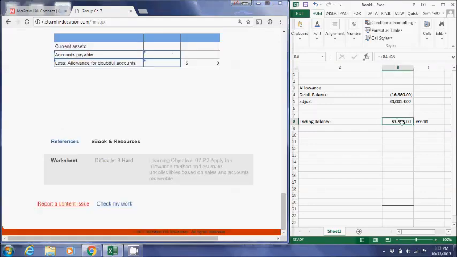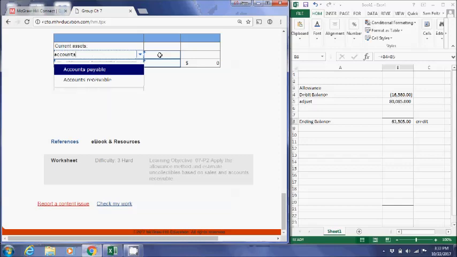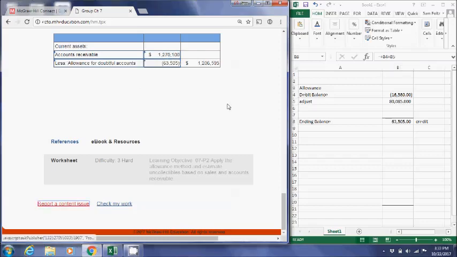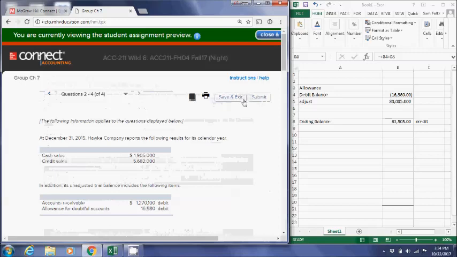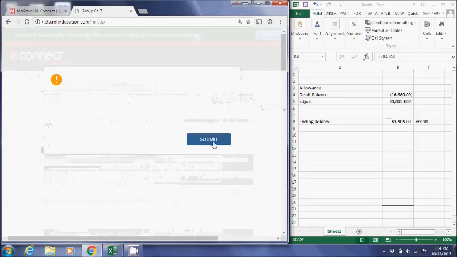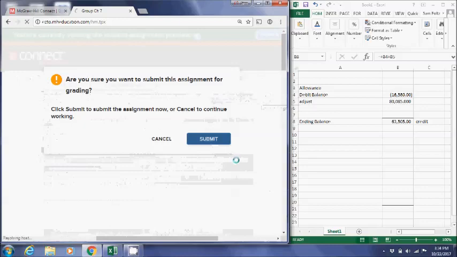So with our ending balance now calculated as $63,505 on the balance sheet, accounts receivable, not accounts payable, will be, again, the $1,270,100. And if we take away our allowance for doubtful accounts and say minus $63,505, we have a net receivable of $1,206,595. If you get it all done, save and exit or hit submit, and you are good to go on Group Chapter 7.